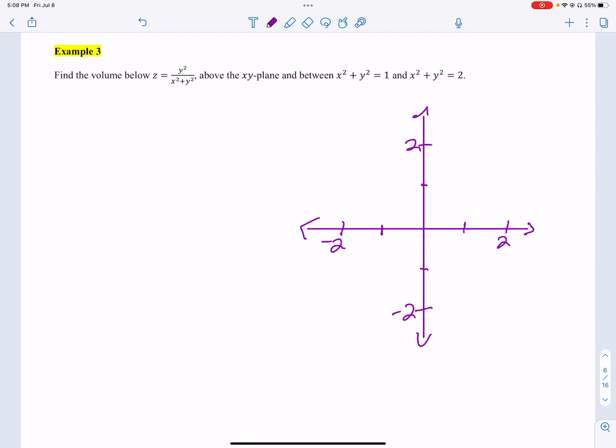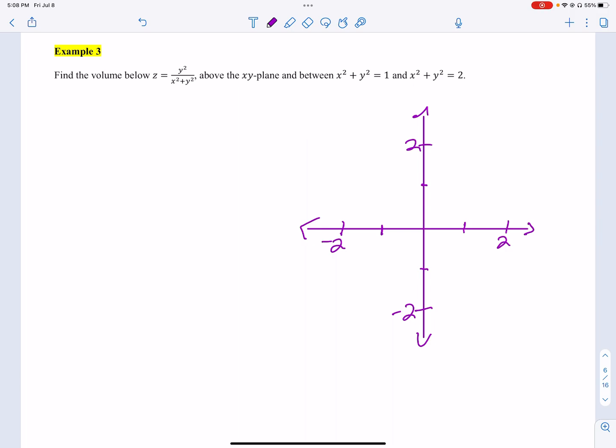This video will continue our discussion of section 14.3. This is double integrals and finding volume of a region. So of an area. Area is the wrong word. Volume of a space, I guess, or container, or something like that. So find the volume below that function.